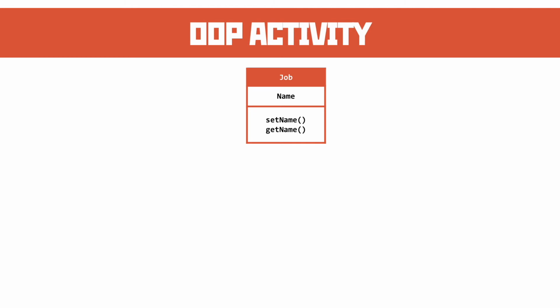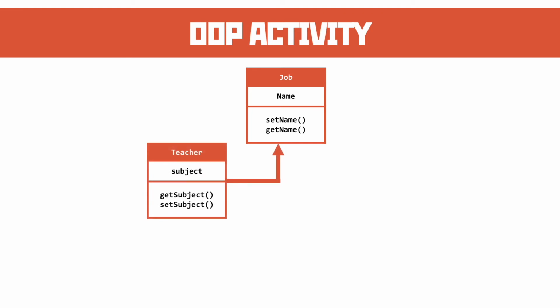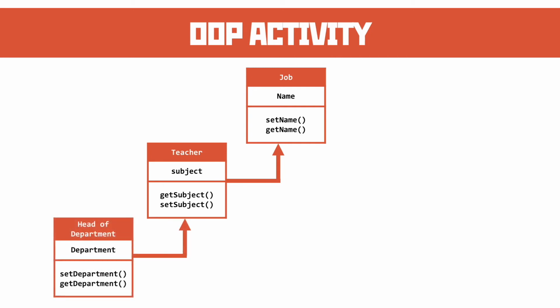So let's start with one of the jobs. Let's inherit from job to teacher. So we get name for free, and we also need the subject, and therefore we'll need to include get subject and set subject. And then if we inherit from that for the head of department, who is a teacher, we'll need to know their department, their set department, and get department. Now remember, the head of department will be able to access name and subject and department in their properties, and all of those getters and setters as part of their methods.